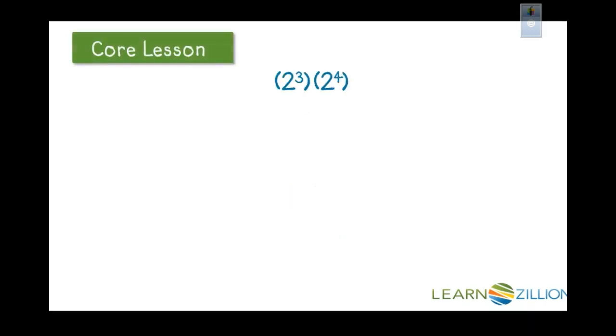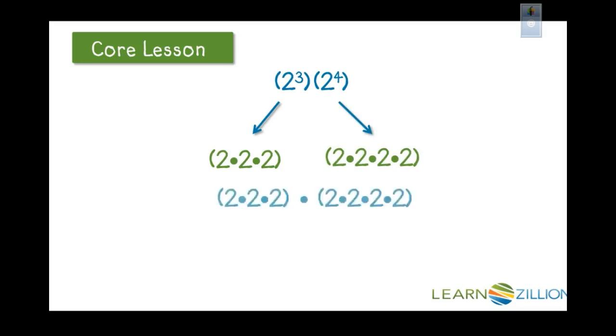We know that 2 to the 3rd power means 2 times 2 times 2. And we know that 2 to the 4th power means 2 times 2 times 2 times 2. Since we are multiplying these two expressions, we can simply write them next to each other. And now, using the associative property, we can regroup it so that instead of multiplying the 2's in separate parentheses, we can multiply them one at a time in one big parentheses. So we see 2 multiplied by itself 7 times. Knowing what we do about exponents, we can write this more simply as 2 to the power of 7.